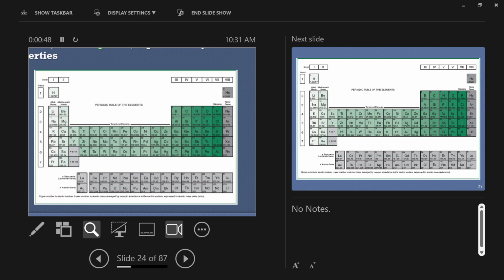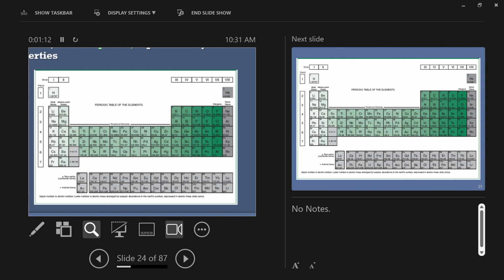If you zoom in and look at the top of the chart, you'll notice there's a row called groups, okay? These groups are numbered 1, 2, 3, 4, 5, 6, and all the way through 8. Those represent columns. So groups are the columns. Then there are periods, and those are the rows.